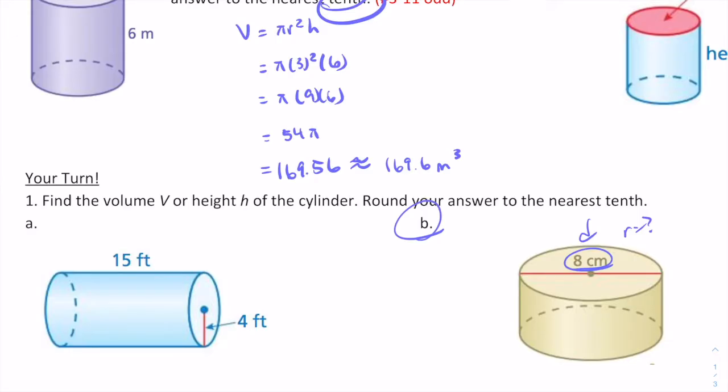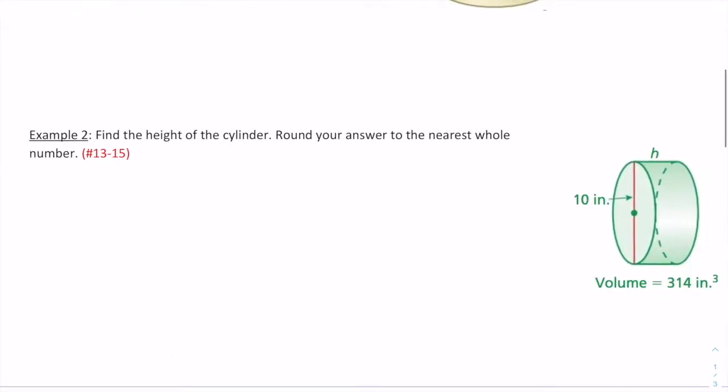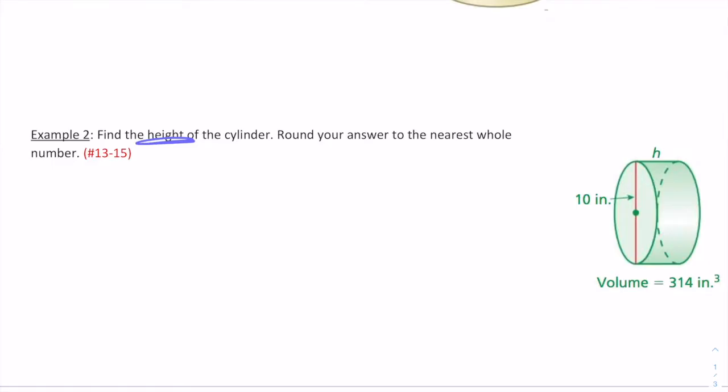All right. Next example is the same thing. Find the height of the cylinder. Round your answer to the nearest whole number. So as I said earlier, this is why you have to write out the formula every single time. V equals pi r squared h. So let's plug in everything that I'm given. I'm given volume. Volume is 314. Make sure you read it carefully. So 314 equals pi. What's my radius? You see how this is highlighted with this entire area? So that means the entire thing is 10. Radius is half of that. So it's going to be 5 squared h.